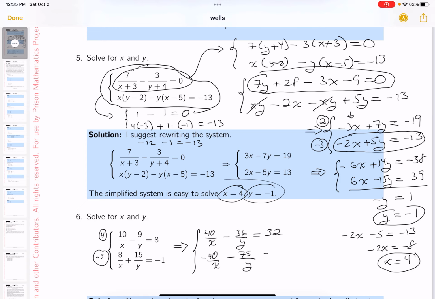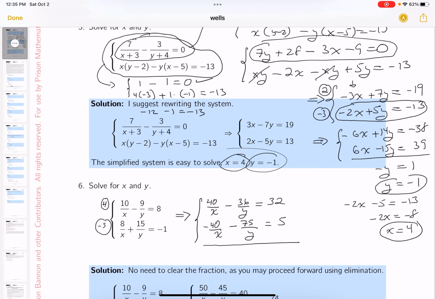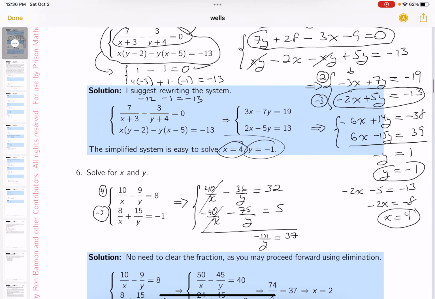Over y equals 5. Well, I'm going to put a little bar here, indicating I'm going to add this together. And I bet things are going to work out pretty nice now. Why is that? I got this to disappear. And this doesn't look bad to me. What are you going to get? Let's see, minus 111, right? Over y equals 37. All right? So what I'm going to do now, I'm going to solve for y. I'll write it down for you.